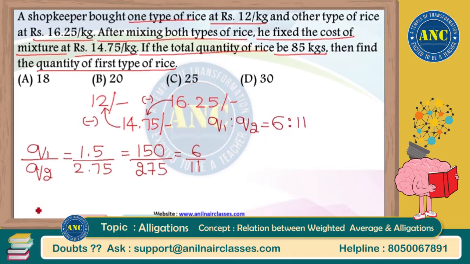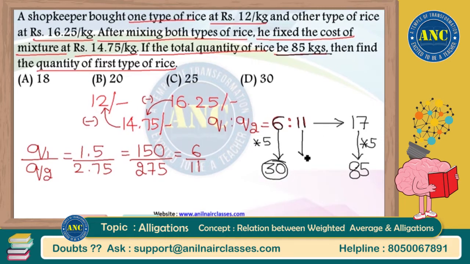According to the ratio, 6 kgs of the first quantity and 11 kgs of the second quantity should be mixed, so the total quantity is 6 plus 11, which is 17. But the question says it is not 17, it is 85. Simple. 17 is becoming 85, so multiply by 5. 6 also gets multiplied by 5, because they are asking for the first quantity. According to the ratio, the first quantity is 6, and 6 into 5 is 30. If they ask for the second quantity, that can also be easily told as 11 into 5, which is 55. But in this question, the first quantity is asked for, so the answer is 30.